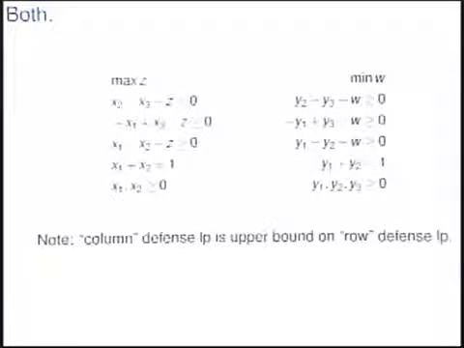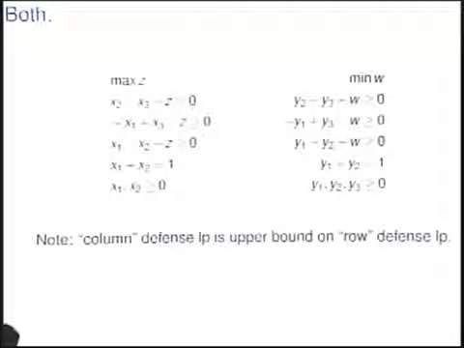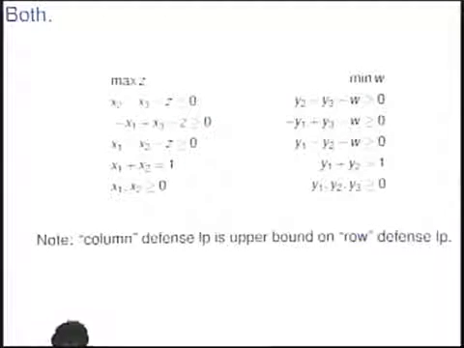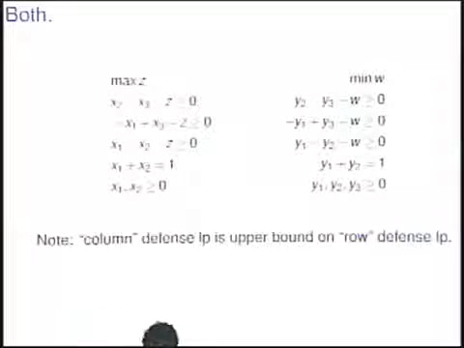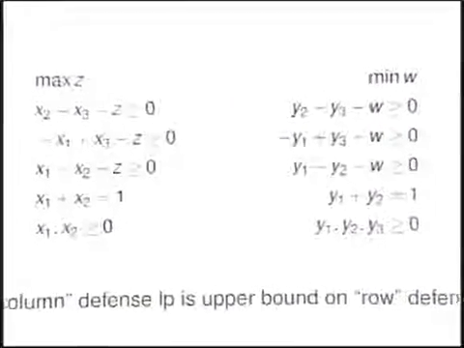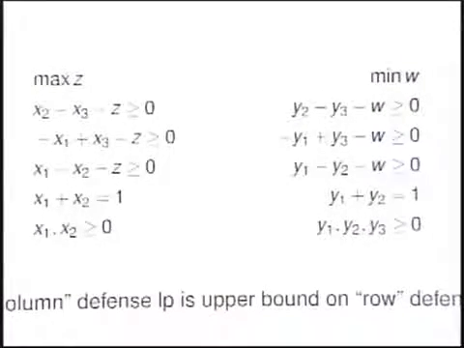I said where the column, I announce my strategy first, then Alex gets to do what he wants. He announces his strategy, and I get to do what I want. When I announce my strategy and he gets to do what he wants, who has the advantage? He does. And if he announces his strategy and I get to do whatever I want, who gets the advantage?